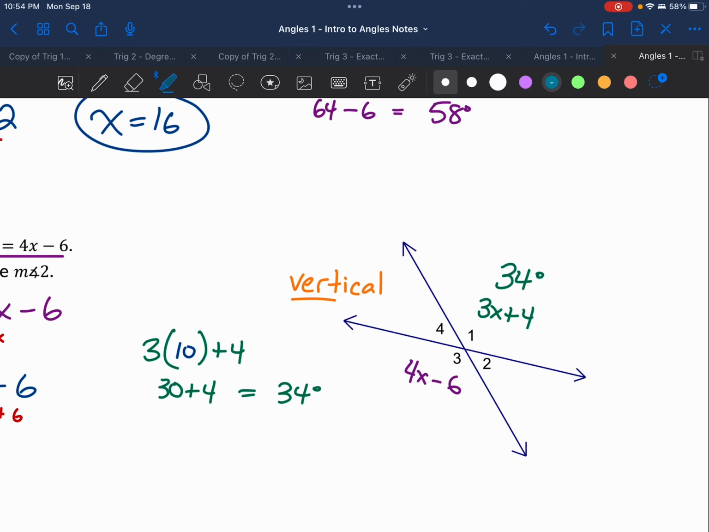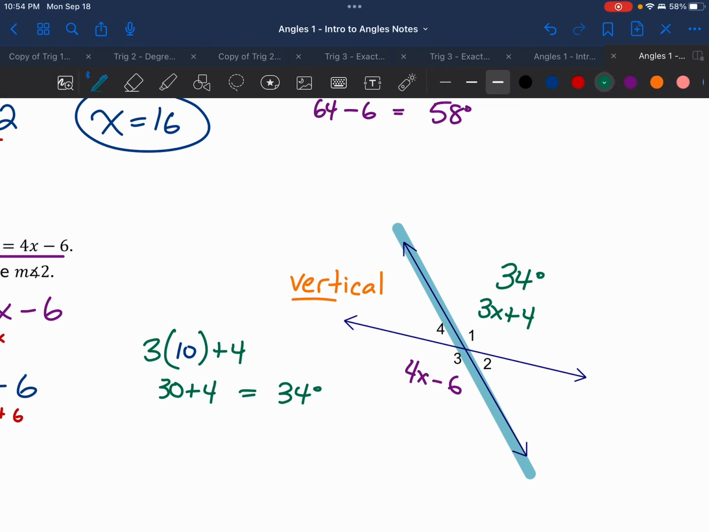And then I can go to my straight line and talk about how that is a linear pair. I have to take my two angles, add them together to get 180, or 180 minus the angle I know gives me the angle I don't. And the measure of angle 2 is 146 degrees.